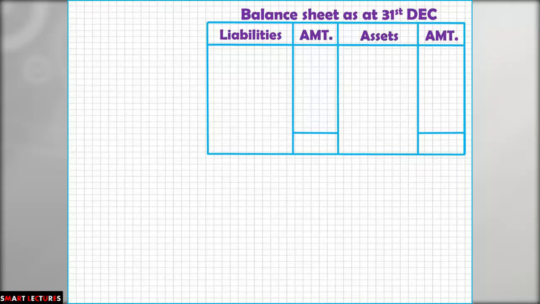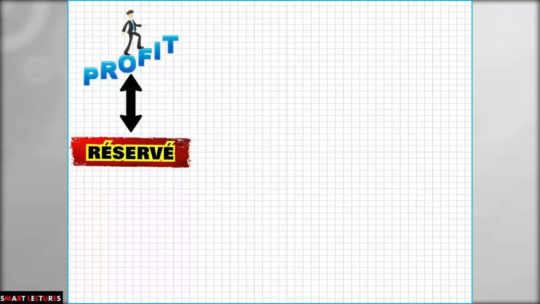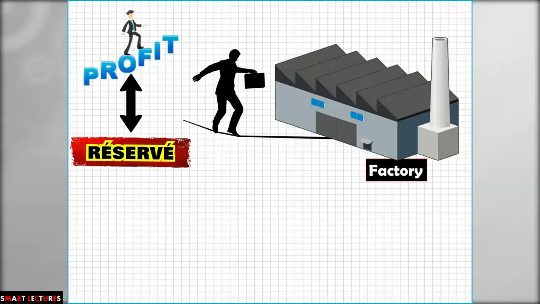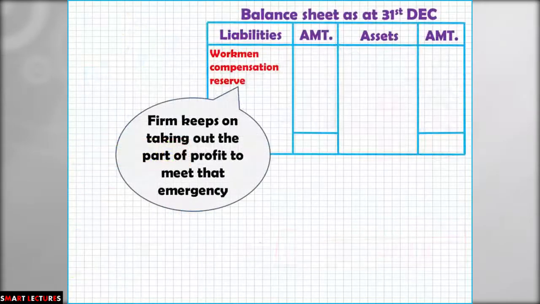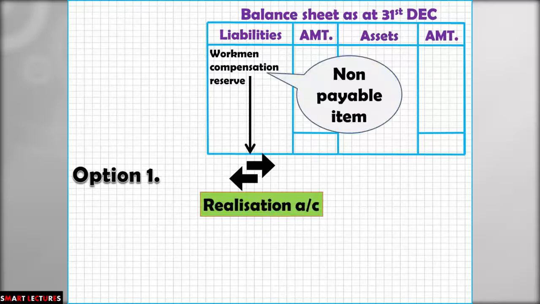In the balance sheet, you might find workman compensation reserve on the liability side. Generally, this reserve is created when the job is a bit risky for the workers in the factory and the firm has to pay for the compensation. So for that situation, or to meet that emergency, the firm keeps on taking out a part of profit to meet that emergency. So there are two options. Either it can be transferred to realization account, it's a non-payable item.